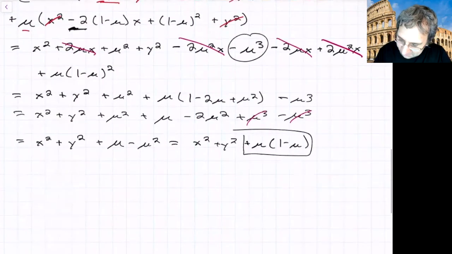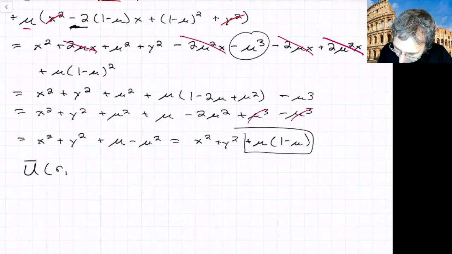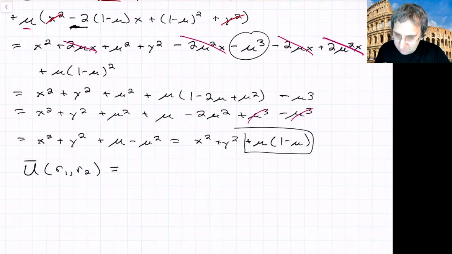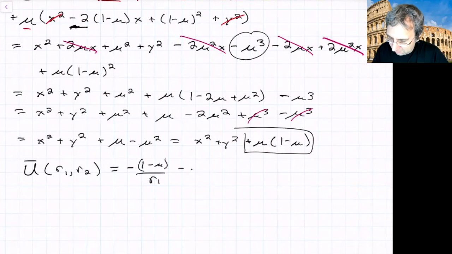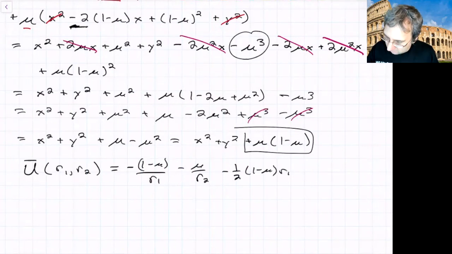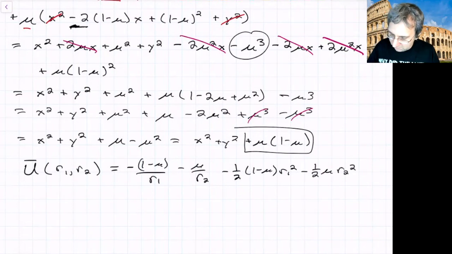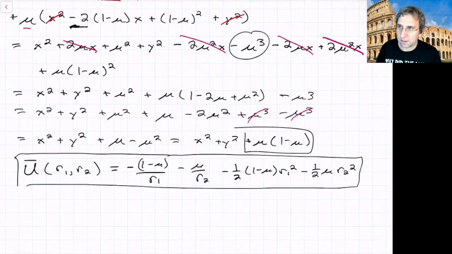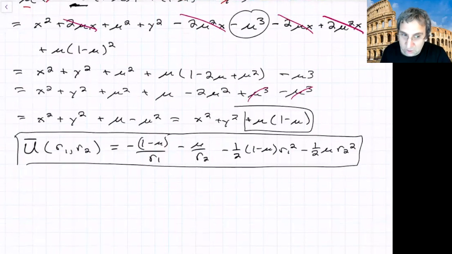Okay, so if we do that, then we could look at U bar as a function of R1 and R2, and it will be minus (1 minus mu) over R1 minus mu over R2, and then minus 1/2 (x squared plus y squared). We will get minus 1/2 (1 minus mu) R1 squared minus 1/2 mu R2 squared. Let's just leave it at that. So now we've written our effective potential, but in terms of R1 and R2. Great.